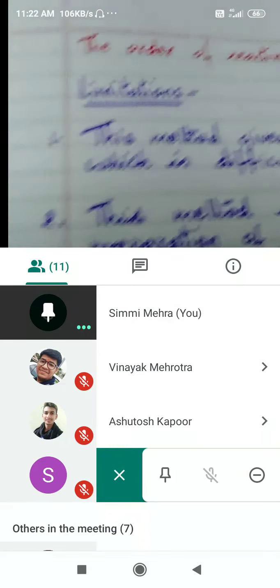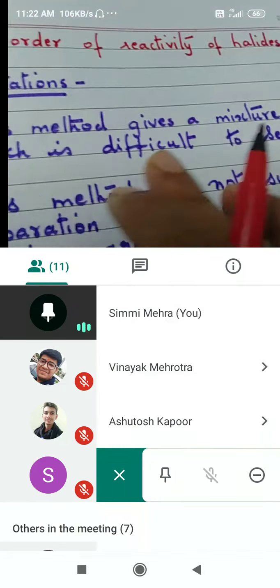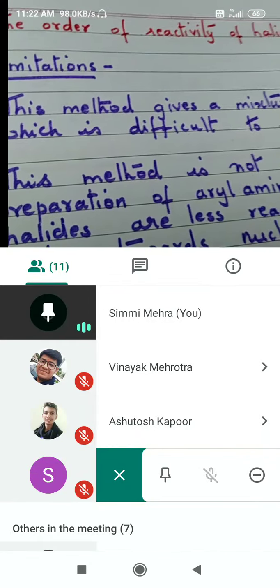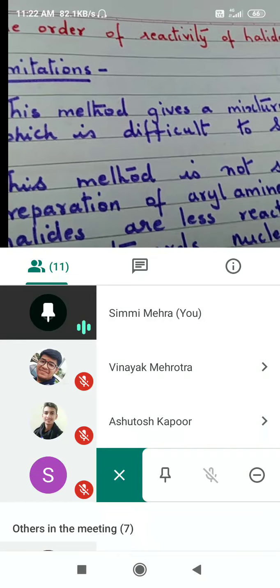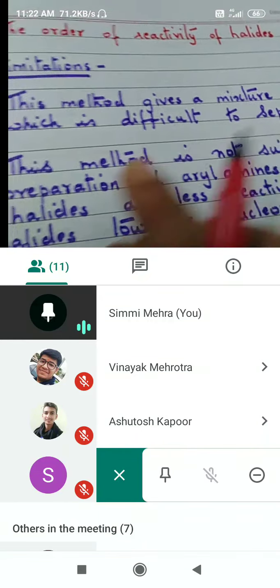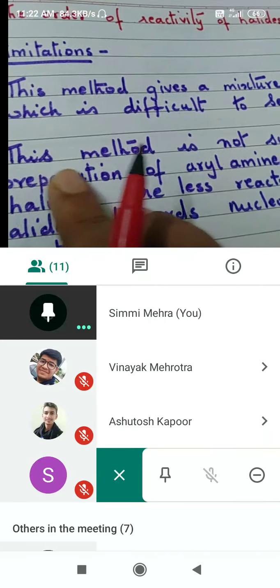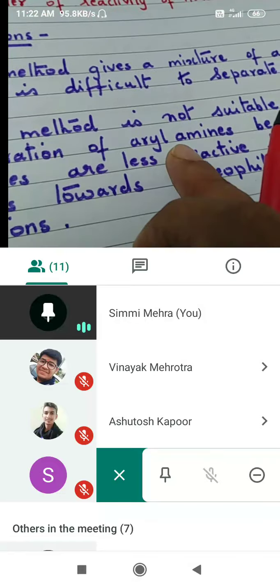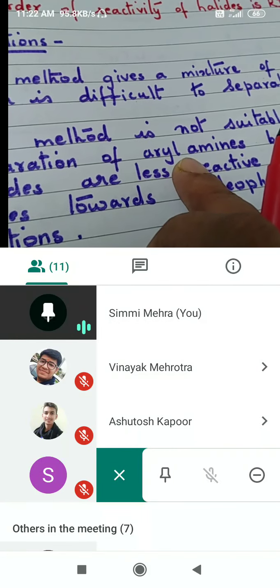Limitation: this method gives a mixture of amines. As I told you, 1 degree, 2 degree, 3 degree, and also quaternary salt. So it is difficult to separate. Such reactions are not good reactions. This method is not suitable for the preparation of aryl amines. Aryl is what?